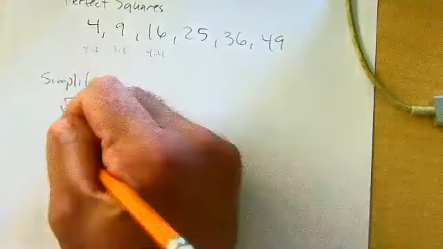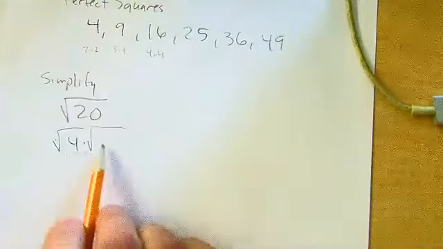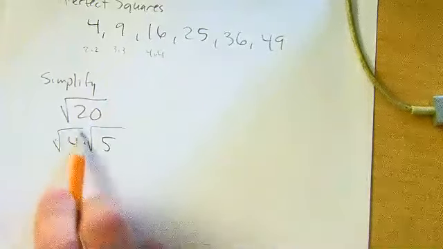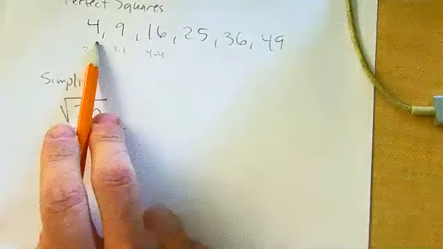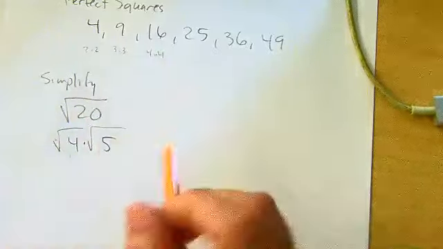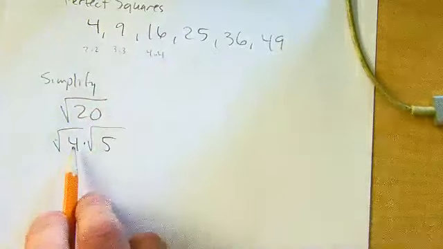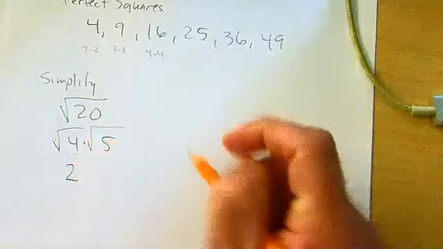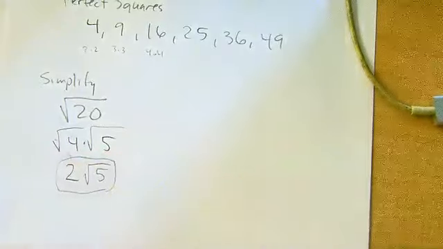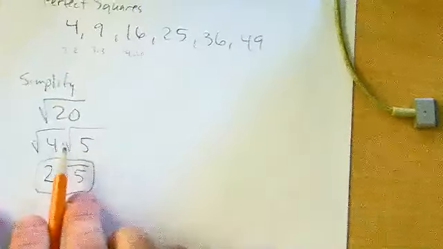So 4. And then the second number needs to multiply up to 20. So 4 times 5 is 20. I picked this one because it's out of this list. I didn't pick 10 and 2 because 10 is not on this list. Square root of 4 comes out to a perfect 2. Square root of 5 just stays. That's called a simplified radical.